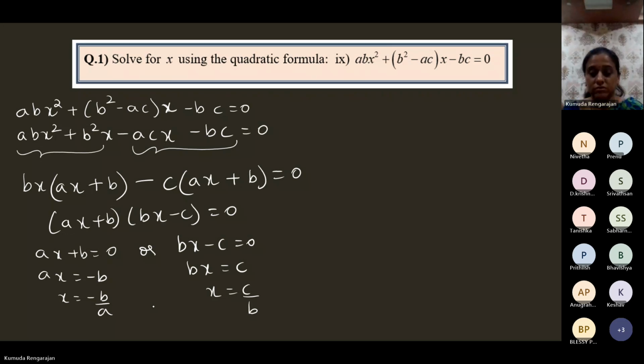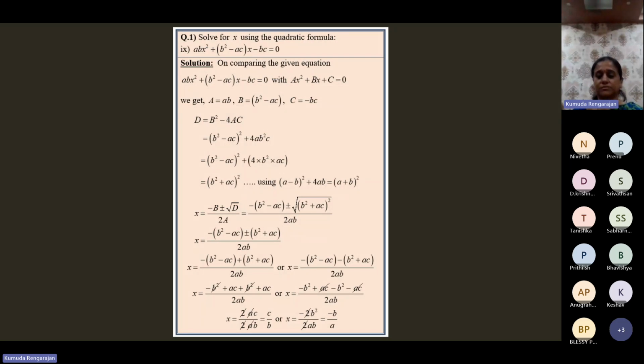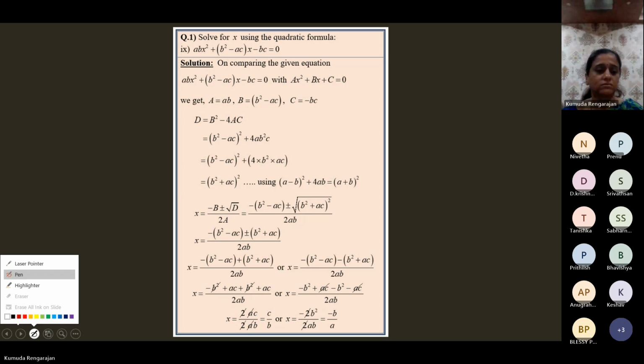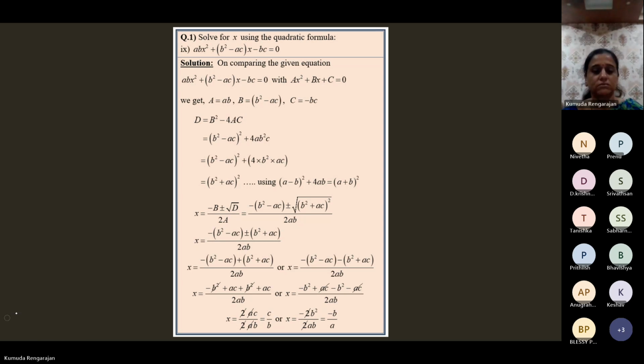Now take the help of the slide and work it using the quadratic formula. The same equation, you can see the roots. x is equal to c by b or minus b by a. Please work this using the quadratic formula. I'll just come back. Please work.